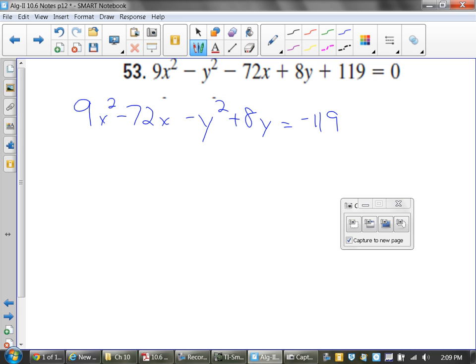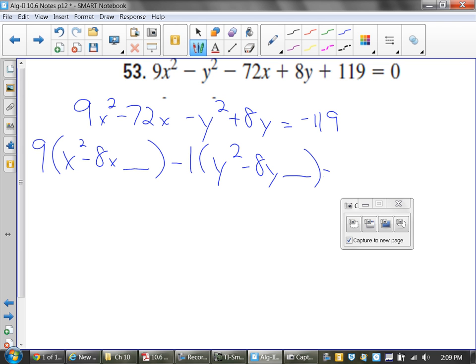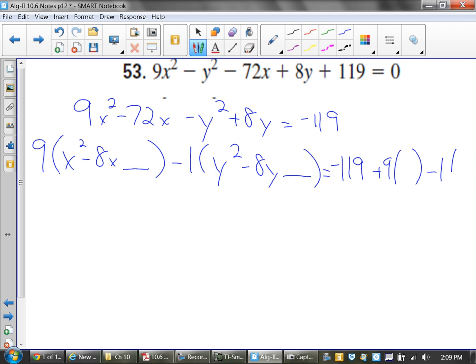So in this case here, I got to take that 9 out. I have 9(x squared minus 8x blank) minus 1(y squared minus 8y blank) equals, and then I got to remember to put it back in. Plus 9 times something minus 1 times something. Everybody see why I took that negative 1 out? Because again, the a value in that case was negative 1. Okay.